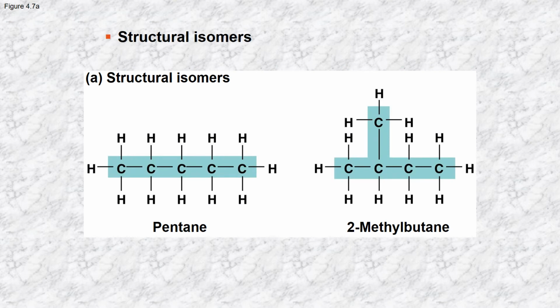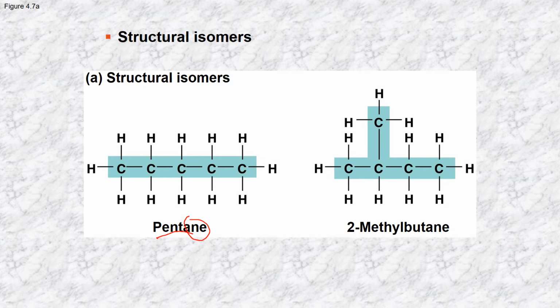All right, so these are called structural isomers. This is pentane right here. It has 5 carbons. Penta means 5. Pentane means that there are no double bonds in it. This doesn't have double bonds either. This is called 2-methylbutane.